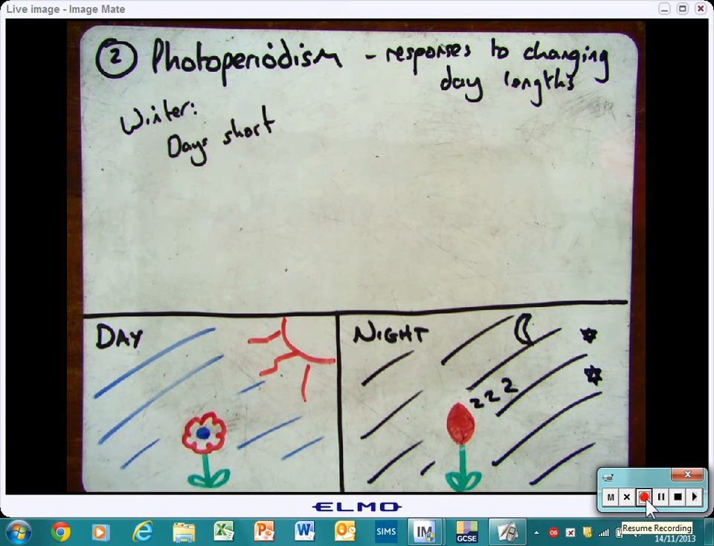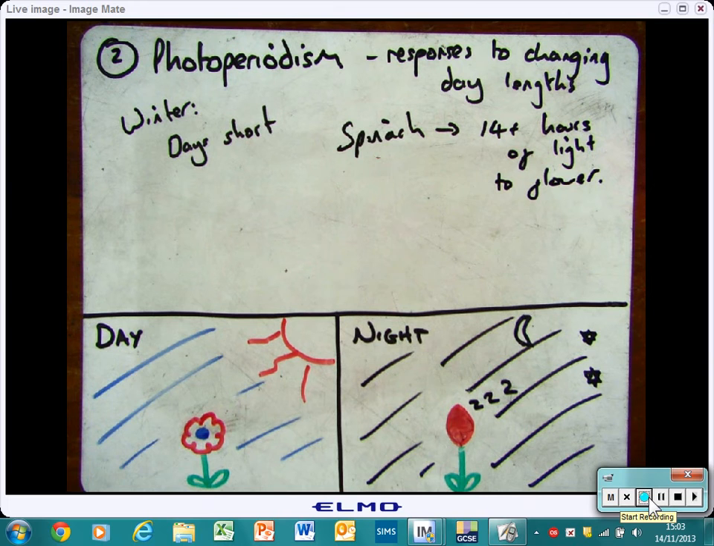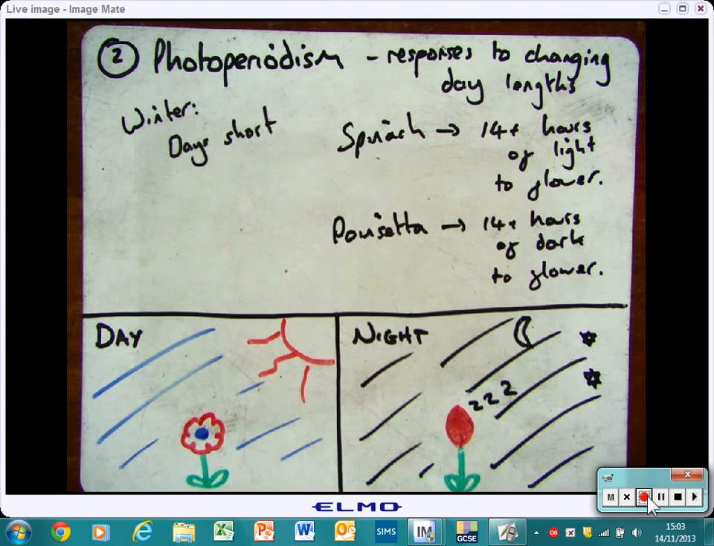And it's all down to how much light the plant needs to survive. So many species in the winter, when the days are short, die out, but their seeds survive. So for example, spinach needs 14 hours of light to flower and to survive. Without that, it won't flower. So therefore that needs summer conditions. On the other hand, the poinsettia needs 14 hours or more of dark to flower. So therefore the gist is that some plants only germinate when there's enough light in a 24-hour cycle.